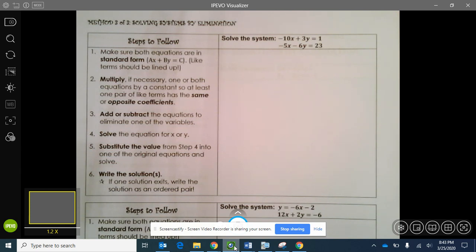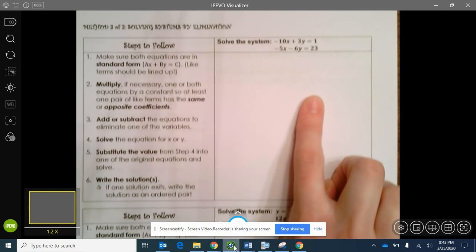Okay, and this is our last video for today, and in this video we're going to cover how to solve a system using elimination, but this is going to be an example where you have to multiply before you can add or subtract the equations. So let's take a look at this example right here.